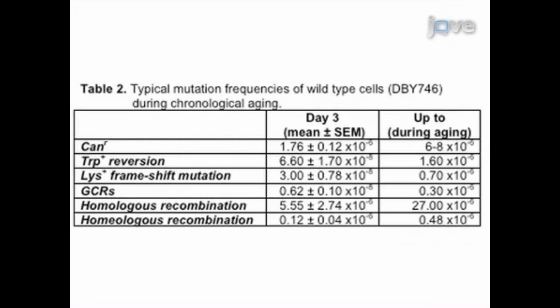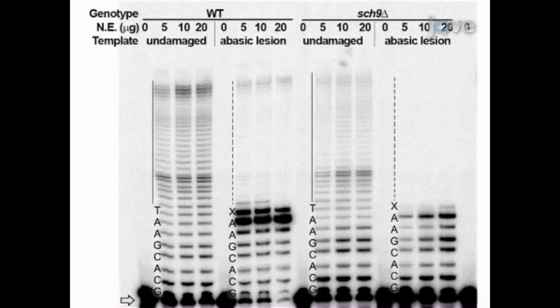Age-dependent mutation frequency varies greatly depending on the strain background, genetic manipulation, culture conditions, and age. This table shows typical results obtained in a wild-type strain. Representative results of translesion synthesis are shown in this next image. The age-dependent mutation frequency increase may involve changes in erroneous DNA repair. Using nuclear extracts and various DNA templates, we can evaluate the translesion synthesis, or TLS, in the chronologically aged cells.